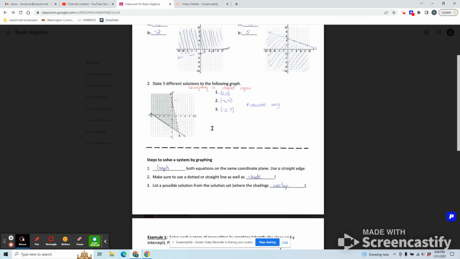Number 2 says state 3 different solutions to the following graph. It says it's anything that's in the shaded region. So this right here is my shaded region. Anything in there would make it a true statement. So I listed 3 answers. However, I say answers vary because it's anything in the shaded region. You may have come up with something that wasn't these 3. That doesn't mean you're wrong.